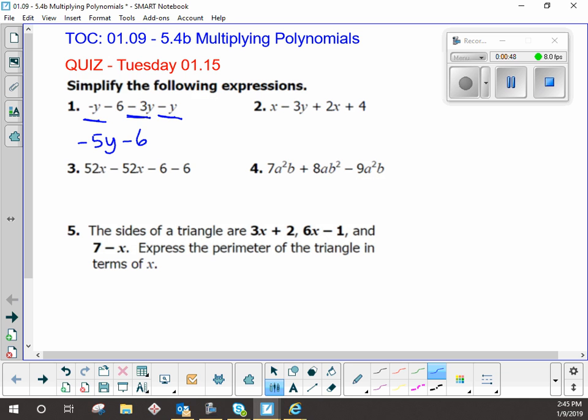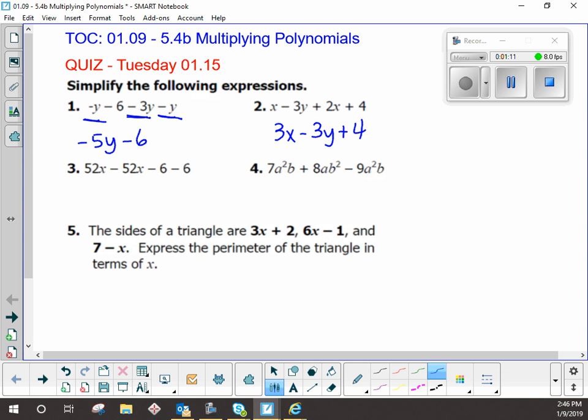And then for number 2, what things combine? 2x and the single x, they combine. What's 2x plus another x? 3 x's. And then -3y and 4 just come along for the ride because they don't combine with anybody.